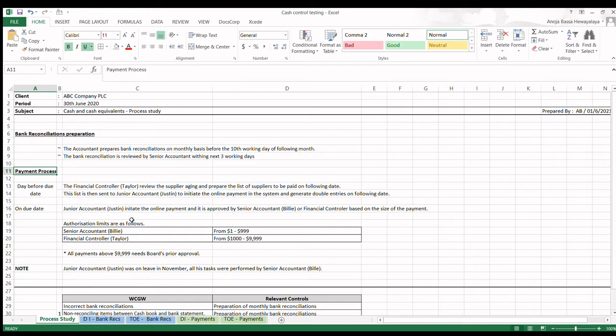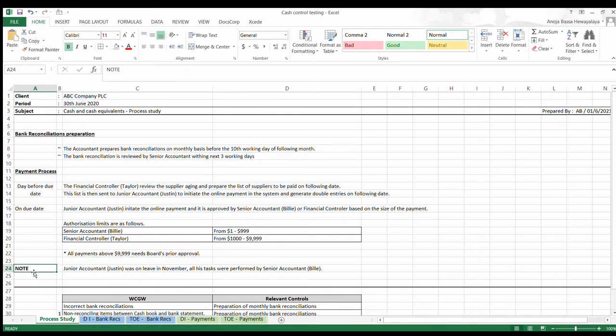So they have authorization limits. Senior accountant can authorize from $1 to $999, and financial controller can authorize from $1,000 to $9,999. All payments above $9,999 need the board's prior approval.